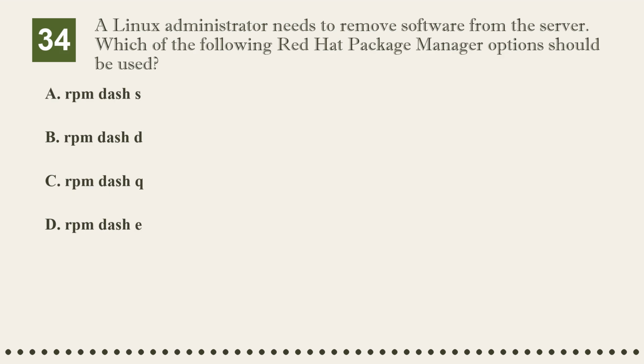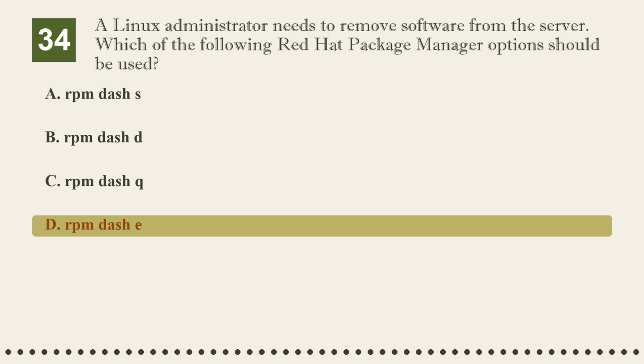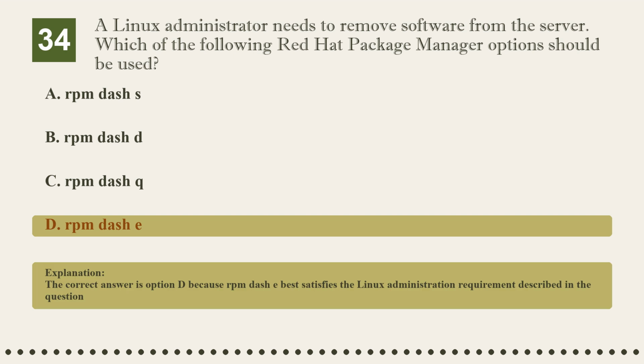Question 34. A Linux administrator needs to remove software from the server. Which of the following Red Hat package manager options should be used? Option A, RPM -S. Option B, RM -D. Option C, RPM -Q. Option D, RPM -E. The correct answer is option D, RPM -E. The correct answer is option D because RPM -E best satisfies the Linux administration requirement described in the question.